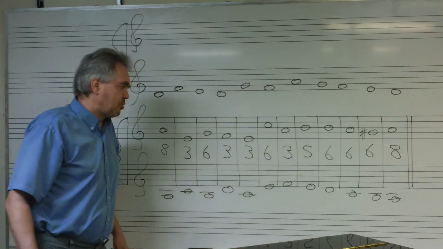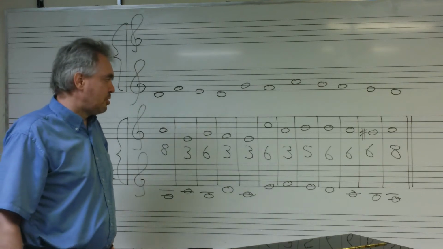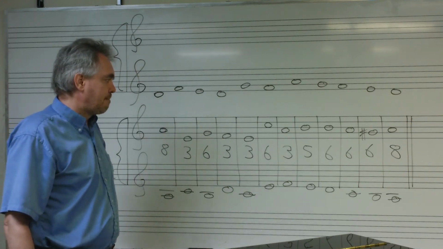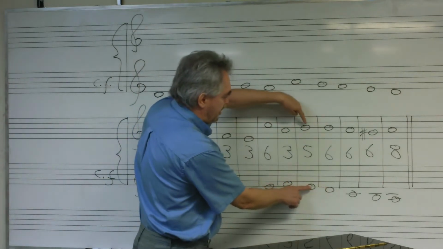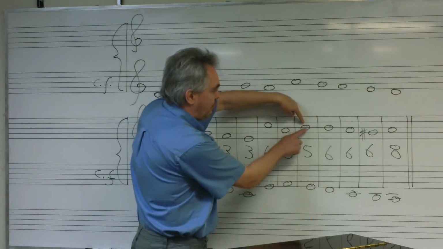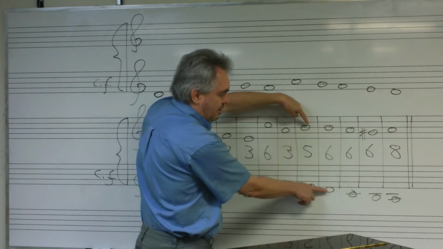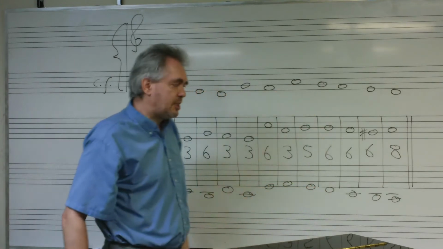So the types of motion are contrary motion, parallel motion, similar motion, and here is one more type, and that is called oblique motion. One voice stays the same, the other voice moves. It's called oblique motion.